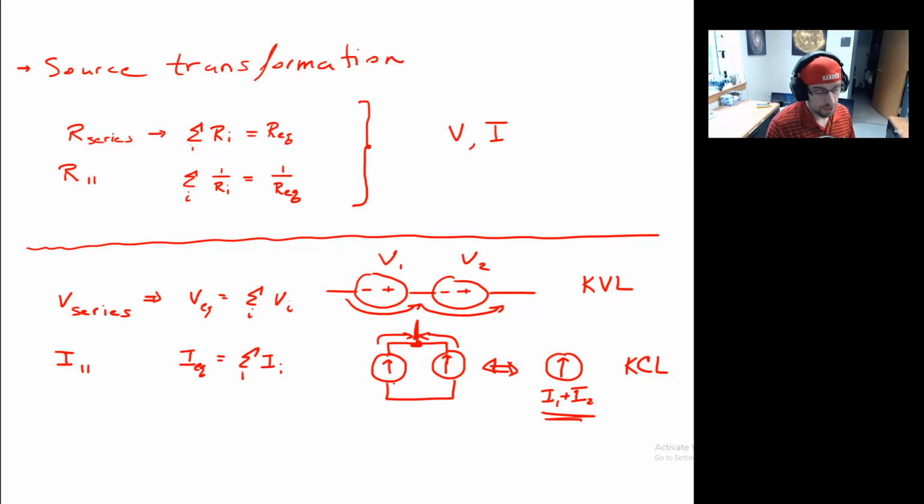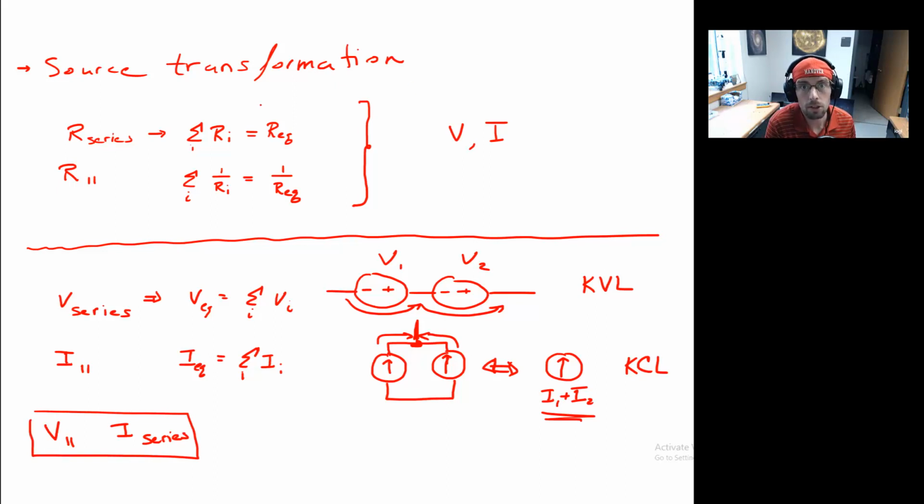Now, the glaring omission, of course, would be what do we do when we have potential sources in parallel or when we have current sources in series? What do we do with these two situations? And that's really where this idea of source transformation comes into play. Source transformation allows us to take potential sources in parallel and combine them, or it allows us to take current sources in series and combine them. It's kind of the way I think of it.